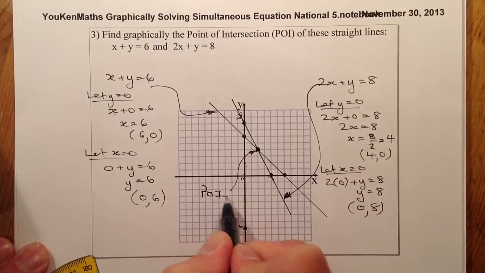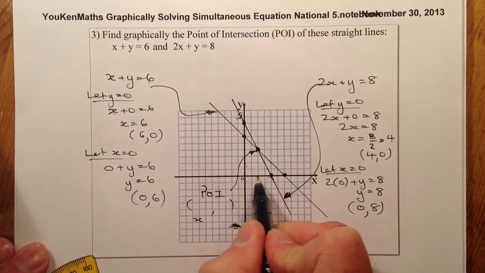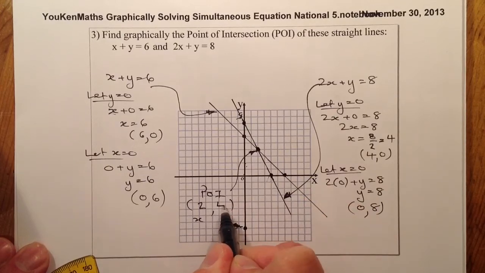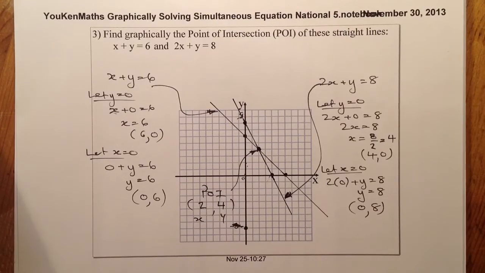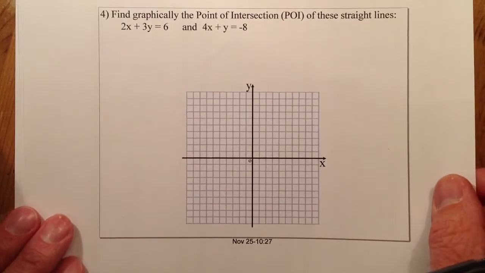Point of intersection is going to be equal to my x coordinate, which is going to be 2 along the way, and my y coordinate, which will be 4 up the way. So 2, 4 will be my solution to that one. Right then, the last one that we're going to is going to be this one here.